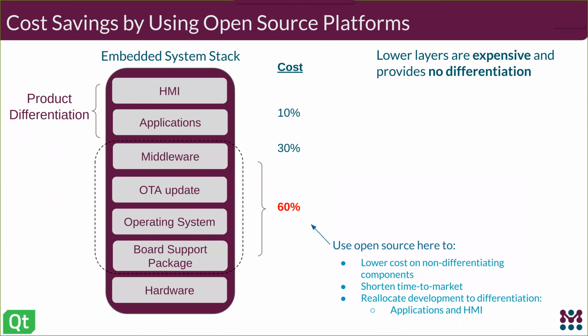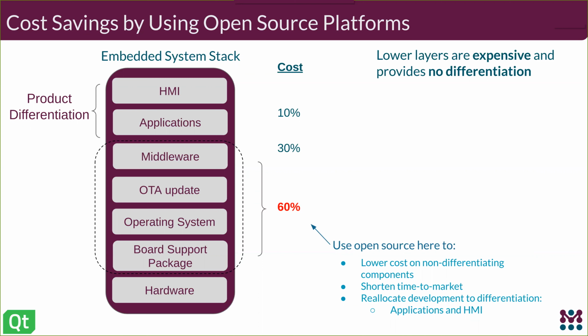And looking in general at the embedded systems software stack, it's a very common approach nowadays to use open source components. If you look at the full stack, typically the product differentiation is at the top. So you have your product-specific application that brings value to the customer, or you have a human interface. The approach is generally to utilize open source platforms and components on the lower layers because there's very little differentiation, and that's not where you want to spend your development hours.